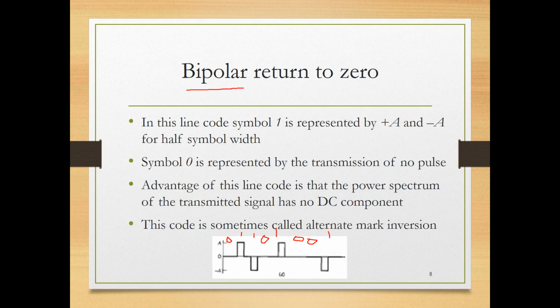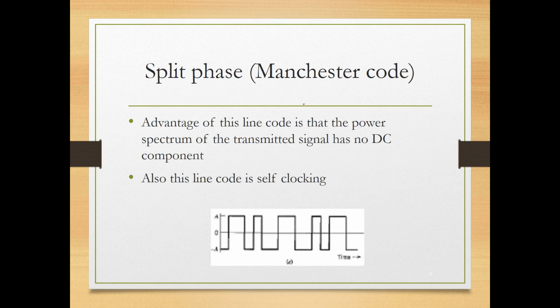The advantage of this line code is that the power spectrum of the transmitted signal has no DC component. If you average this signal and find the expectation, you will find that it's 0, because this cancels this, and this cancels this. Assume you have a fully random signal where the number of zeros almost equals the number of ones. This code is sometimes called alternate mark inversion, the other name for bipolar return to 0.